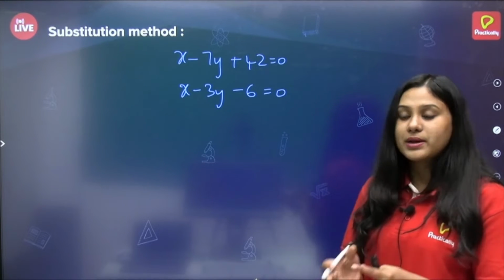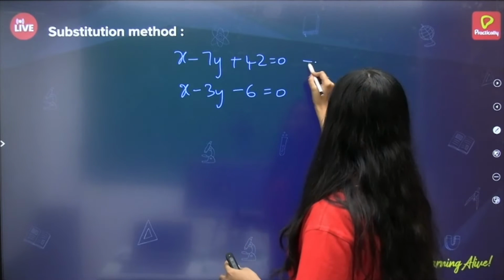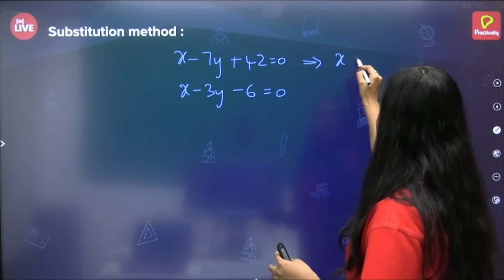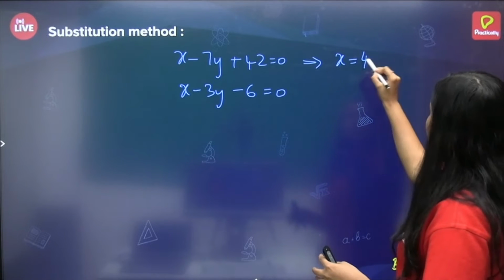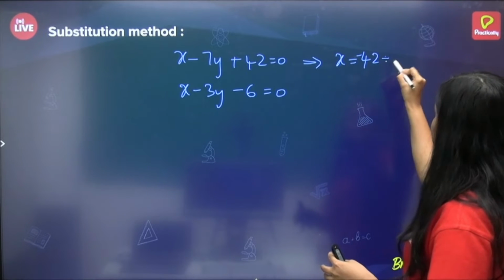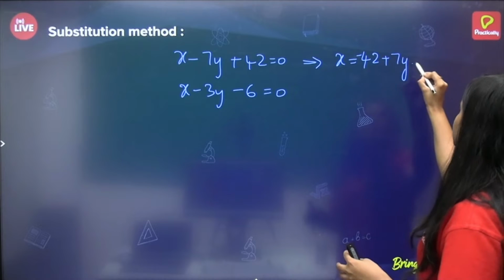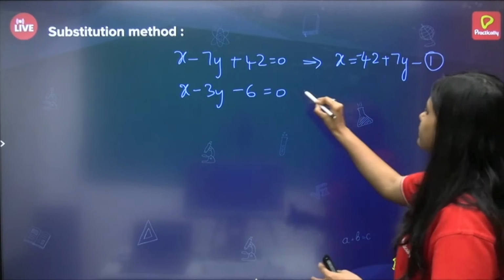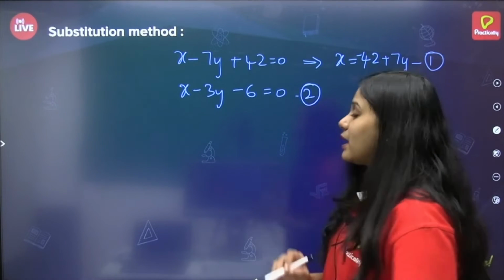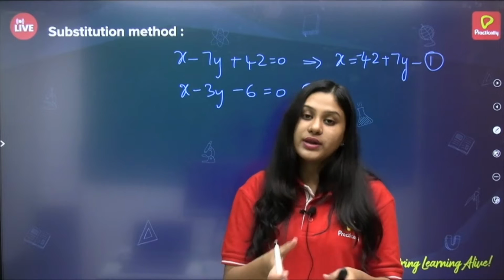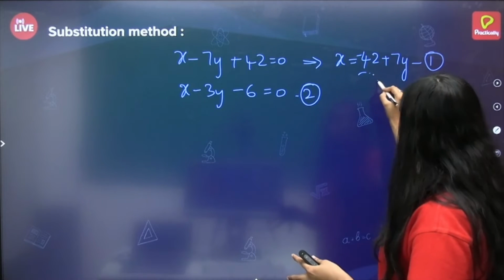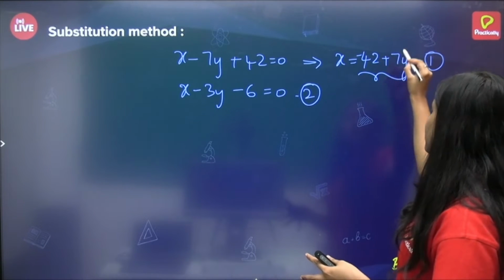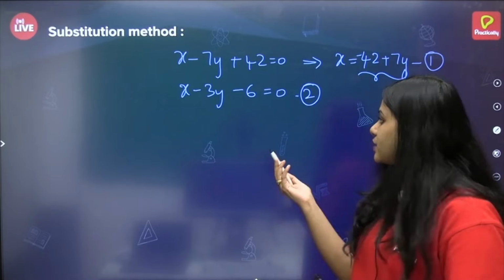Right? What is meant by the substitution method? Let us see. I can write this as x is equal to minus 42 plus 7y, correct? This is my equation 1. This is my equation 2. Now I am substituting equation 1 in equation 2, or substituting the x value, minus 42 plus 7y, in equation 2. Let us do it.